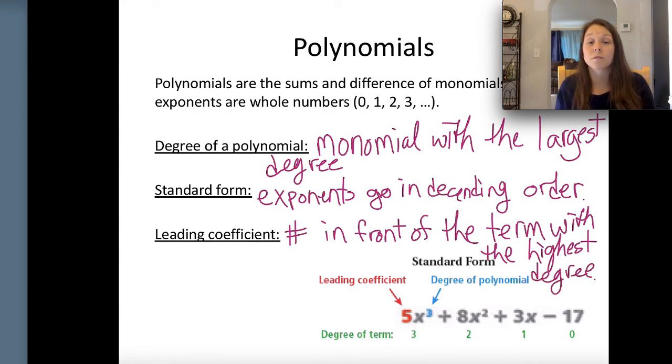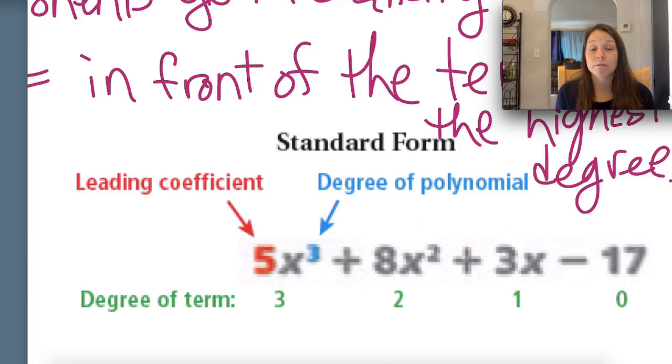So an example of standard form, leading coefficient, and degree of a polynomial is what we have in the bottom right corner of this slide. You can see that we have this equation 5x cubed plus 8x squared plus 3x minus 17. Our leading coefficient is that number in front of your variable with the highest degree. In this case, our highest degree is 3. If you look at the degree of each of the individual terms, notice that they go in order. 5x cubed has a degree of 3, 8x squared has a degree of 2, 3x has a degree of 1, and the number negative 17 has a degree of 0. And those degrees go from highest to smallest.